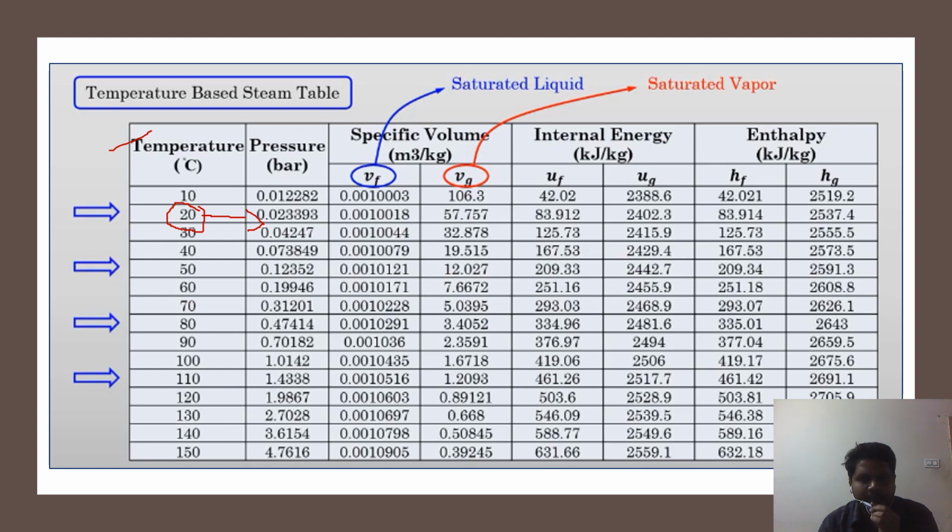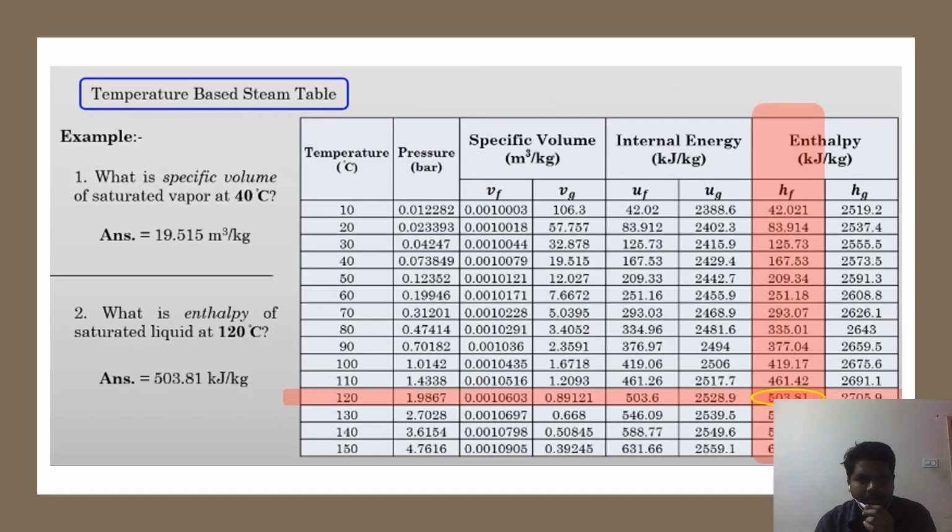Of course, other columns are also there: specific volume, internal energy and enthalpy, and each property is subdivided into two columns. If you take the specific volume, it is divided into Vf and Vg. Vf denotes the specific volume of the saturated liquid. Vg denotes the specific volume of the saturated vapor. It is the same way for internal energy and enthalpy. Now let us see a couple of examples on the temperature based steam table.